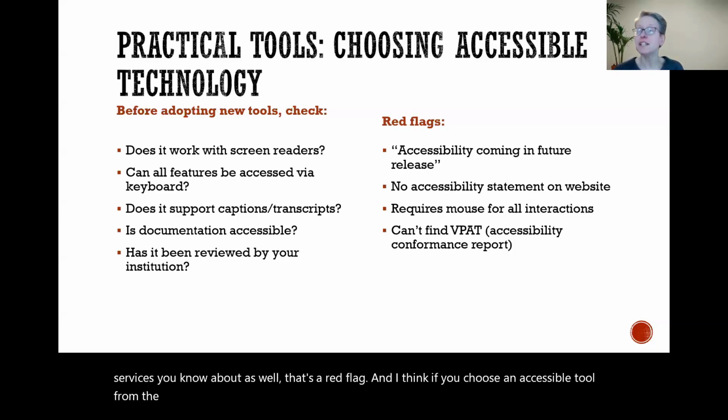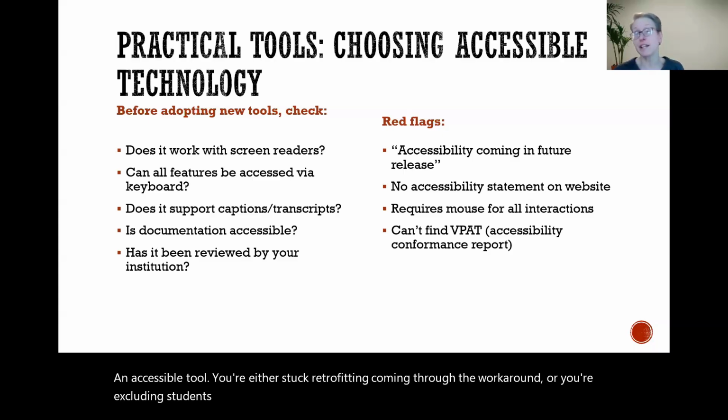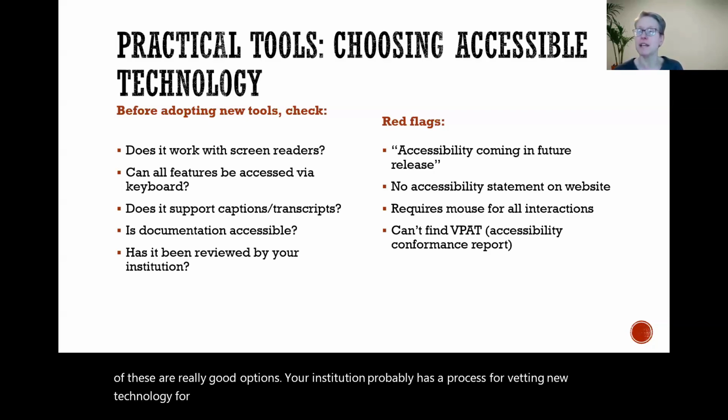And I think if you choose an accessible tool from the start, you're set. You can use it confidently. If you choose an inaccessible tool, you're either stuck retrofitting, coming up with a workaround where you're excluding students, or you're replacing the tool entirely later because it's not fitting. And none of these are really good options. Your institution probably has a process for vetting new technology for accessibility. So if you're going to use something, it's important to make sure that you check with them.